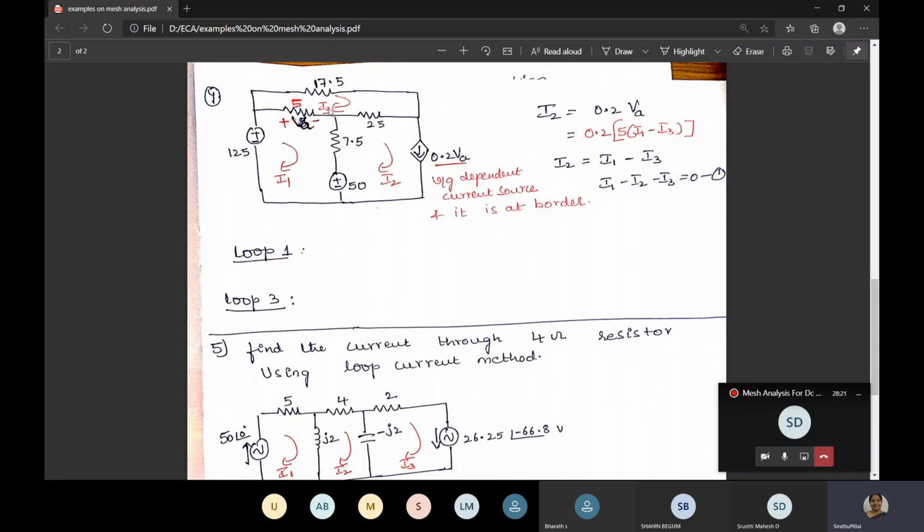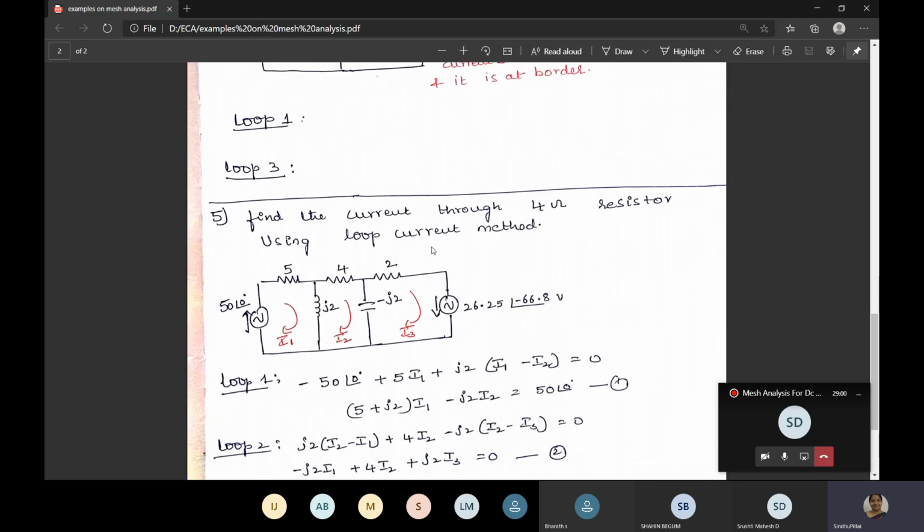What is loop 3? For loop 3 you can start from 5. Again 5 into I3 minus I1 plus 17.5 into I3 plus 25 into I3 minus I2 is equal to 0. So we have 2 loop equations, loop 1 and loop 3, and one more equation, the first equation which we got from the border. You need not write an equation for loop 2 because there is a current source at the border, so we get the equation directly. So 3 equations, 3 unknowns, substitute in the calculator, you'll get the 3 answers. Okay, this is one example.